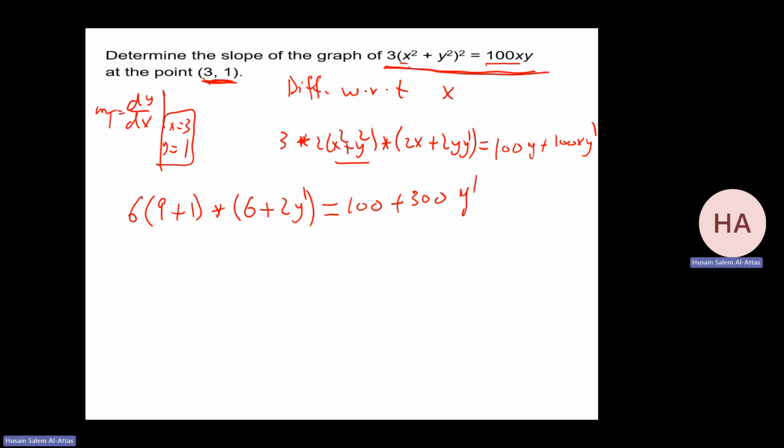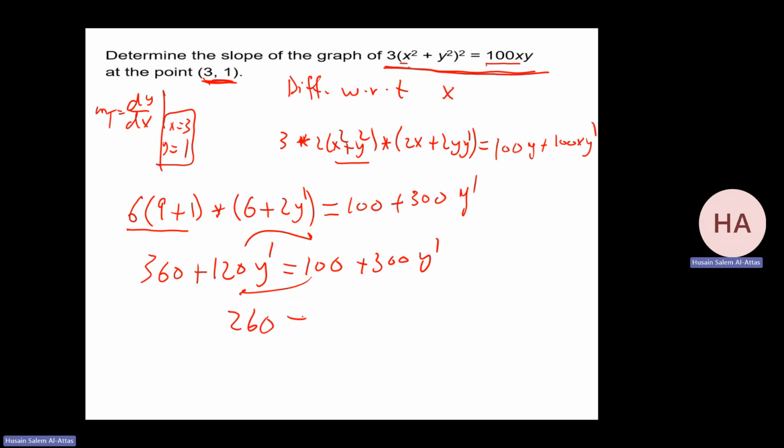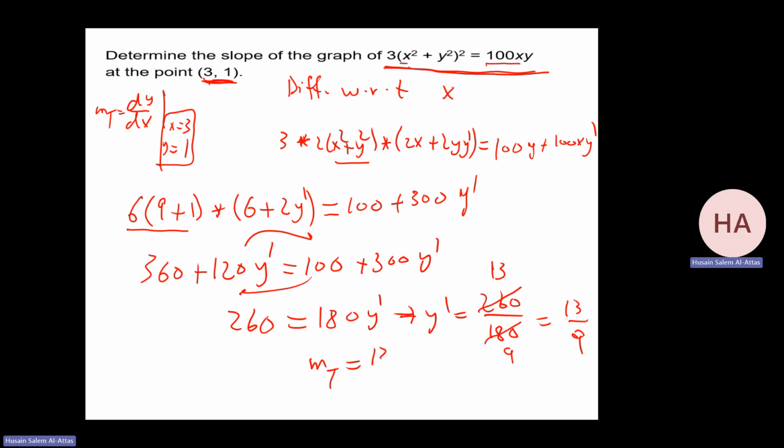Okay, so now do the calculation. That will be 60 times 6, 360, plus 120 y prime equals 100 plus 300 y prime. So I take this side to that side, and I have 260 equals 180 y prime. Am I right? Yes. So y prime is 260 over 180, and dividing by 20, that will be 13 over 9. That's the slope of the tangent line: 13 over 9.